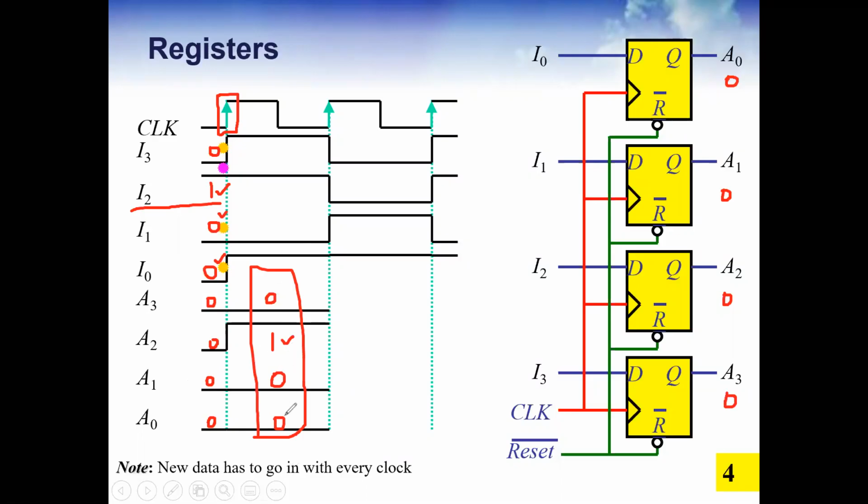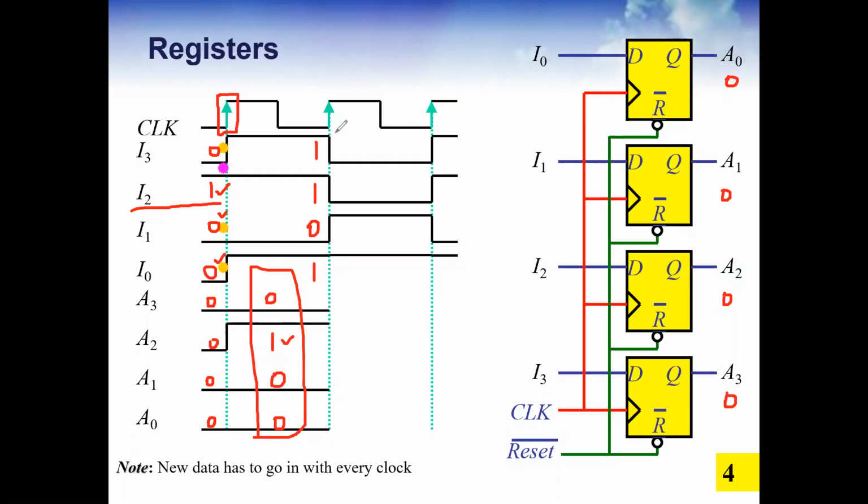Now, this state will be maintained until the next edge comes. Even if during this duration you change the inputs, it will not affect the stored values. Now you see the current values of the inputs: this is 1, this is 1, this is 0, this is 1. But see, it is not changing the stored value, it is fixed because it is following the previous states before the edge. Now the next edge is going to come here.